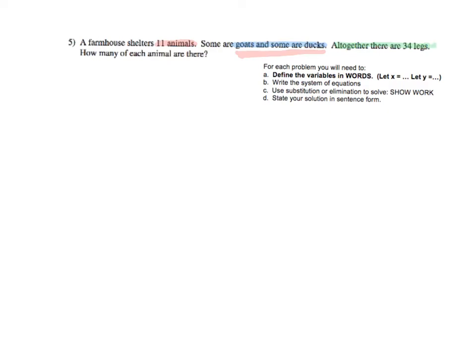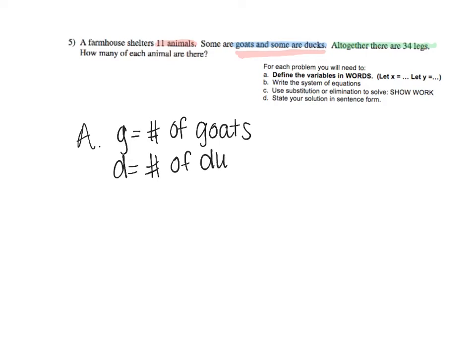So I'm going to start with A by defining my variables. I'm going to say G is the number of goats and D is the number of ducks. Part B would be to write the system. I'm going to say the easier part for me would be just knowing that they have 11 total animals. So a certain number of goats plus a certain number of ducks equals 11.